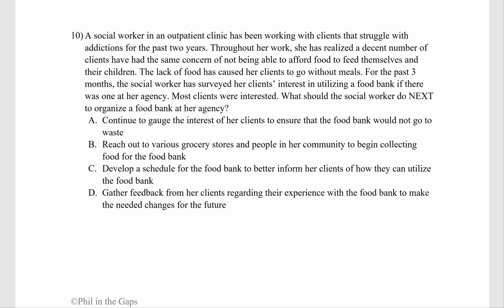A. Continue to gauge the interest of her clients to ensure that the food bank would not go to waste. B. Reach out to various grocery stores and people in her community to begin collecting food for the food bank. C. Develop a schedule for the food bank to better inform her clients on how they can utilize the food bank. Or D. Gather feedback from her clients regarding their experience with the food bank to make the needed changes for the future. And when you have your answer, type one thing that you learned from the session tonight.